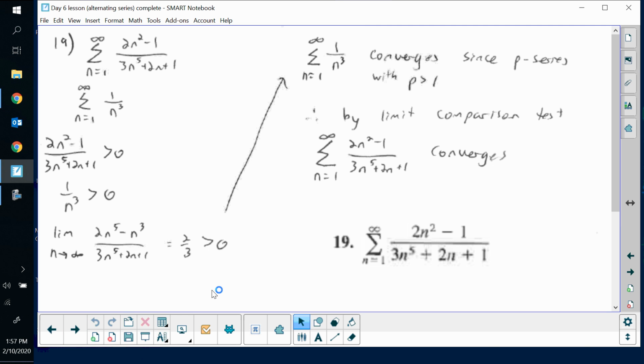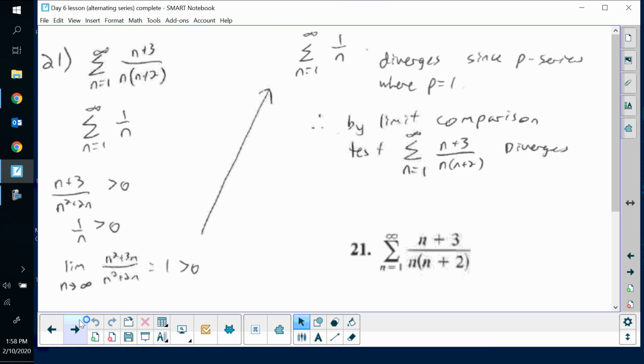Next one, our gap between our degrees is 3, so we'll use 1 over n cubed. Notice for each of them, I'm just showing, yes, they are greater than 0, because those were conditions for us to be able to do these. But when we divide them, we end up, as n goes to infinity, getting 2/3, so we can use limit comparison test. Our nice one converges, p-series with p greater than 1, therefore our original series also converges. Whatever the nice one does, the one we're looking at does the same.